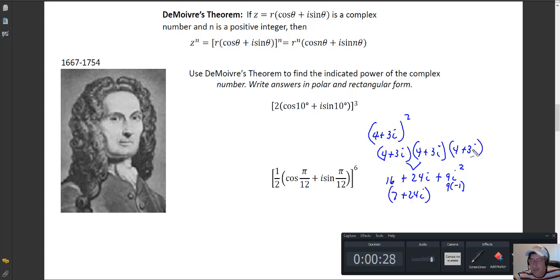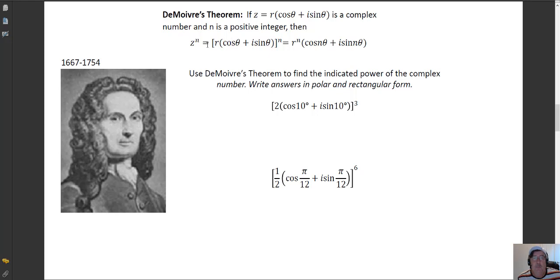Now we would have to take this 4 plus 3i, multiply it by another 4 plus 3i, another 4 plus 3i, and keep going and going and going. Do you know how much work that would take? So think of this number, or a 70, or a 700. I mean, forget about it. It would be impossible.